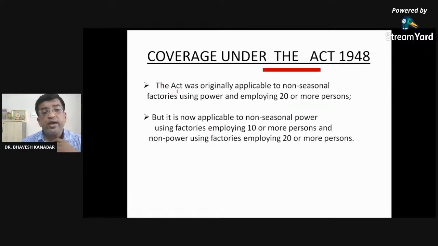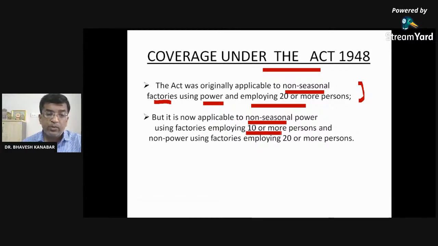Initially the Act was originally applicable to only non-seasonal factories using power and employing 20 or more persons. That was initial, right? Then it has been extended so that it is now applicable to non-seasonal power-using factories employing 10 or more persons, and non-power-using factories employing 20 or more persons. Remember the difference. Initially both were 20. Now non-power-using factories are 20 or more, and power-using are 10 or more. That is according to the definition of the factory, right?